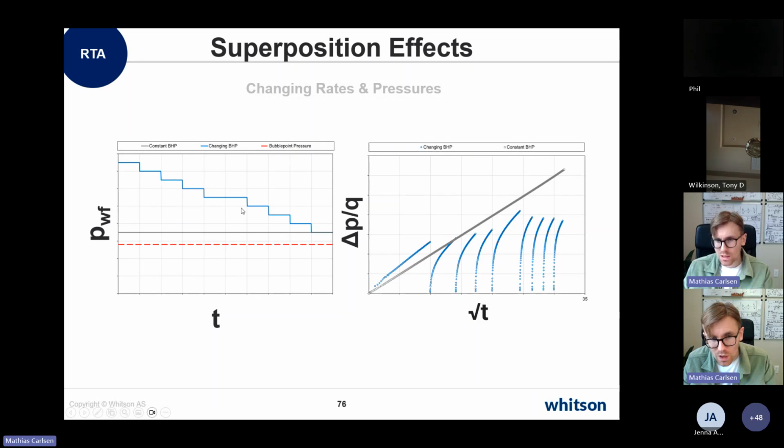The only difference we've made is that instead of using a constant bottom hole pressure, we're changing pressure. We're not even doing multi-phase here; there's no multi-phase, just changing of pressure. So it can be really tricky if you have a lot of changes in your bottom hole pressure.